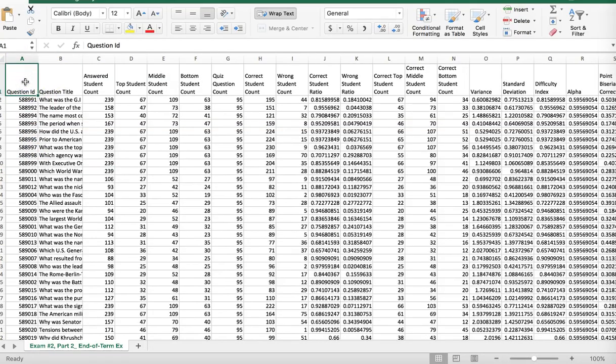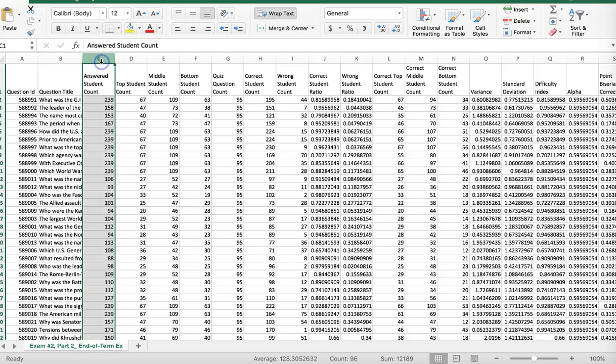So it's got the question ID, that's just needed. A question title, that actually is the question stem. The answered student count is how many students answered that question. Now you'll see that the numbers are all over the place. This is what you'll see if you have a randomized quiz or a randomized exam. So if you have 93 and 239, that's because 239 students were exposed to that question and only 93 students were exposed to the other question.